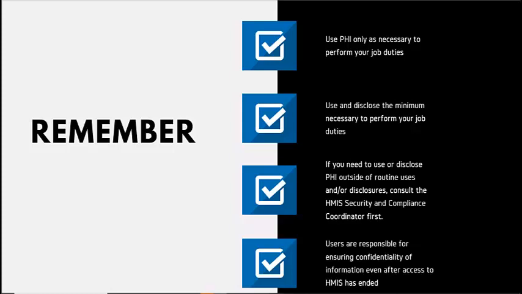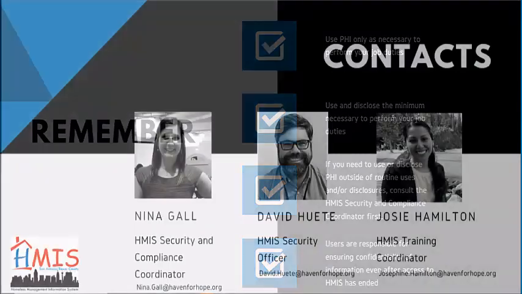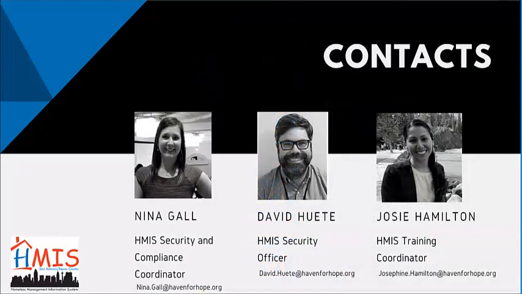If you need to use or disclose PHI outside of routine uses and/or disclosures, consult the HMIS Security and Compliance Coordinator first. Users are responsible for ensuring confidentiality of information even after access to HMIS has ended. Here is the contact information for the individuals you will report suspected violations to. If you have any questions or need additional training, you may contact the HMIS Training Coordinator.